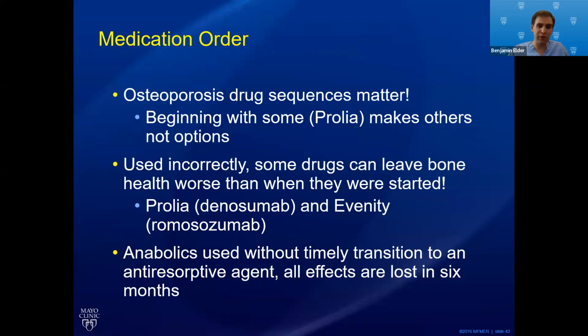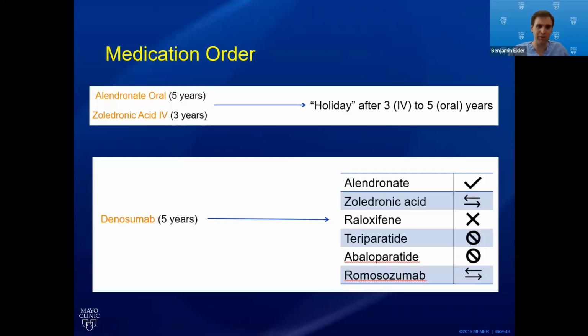So again, the sequence is very important. So beginning with Prolia or denosumab makes others very difficult. And sometimes what we'll have to do on those is stop them on the denosumab for up to a year and let whatever effect the release of osteoclasts has take effect, or 6 months to a year, and then start them on one of the other agents, typically romosozumab. And then again, the anabolics like teriparatide, abaloparatide, and romosozumab, which are used without transitioning to a bisphosphonate afterwards, all effects are typically lost in about 6 months.